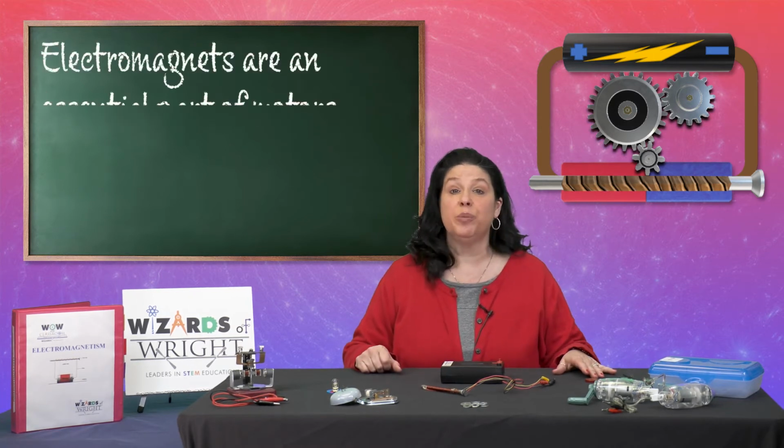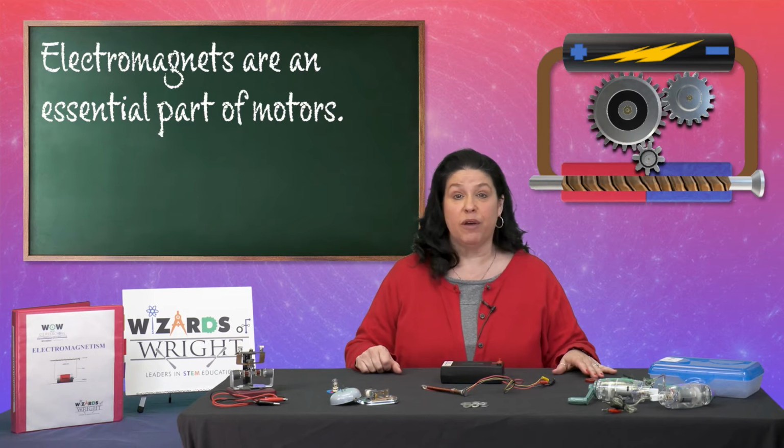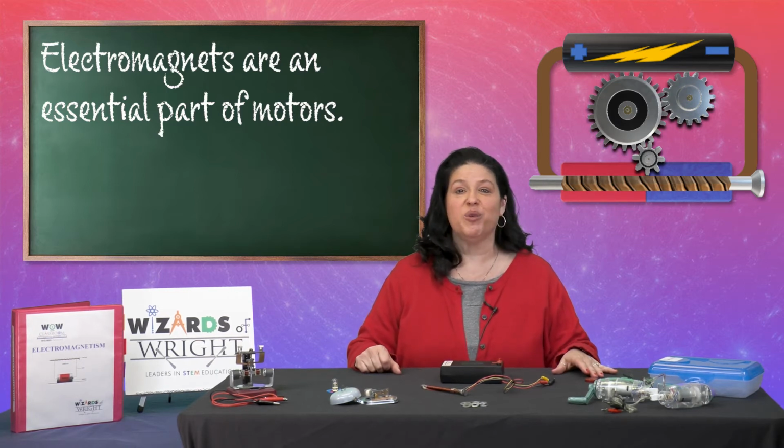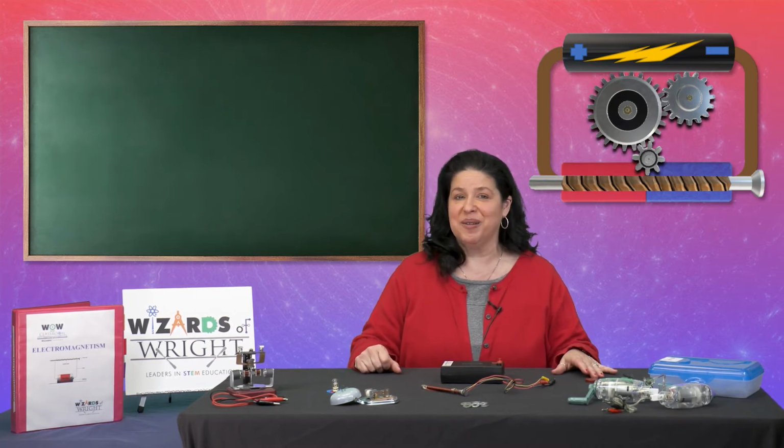Electromagnets are an essential part of motors. A key principle of the motor is to cause continuous motion and change the magnetic field at the right time. Otherwise, the magnet would rotate once and get stuck.